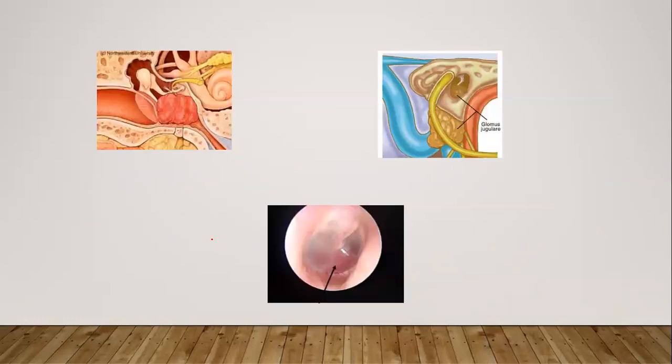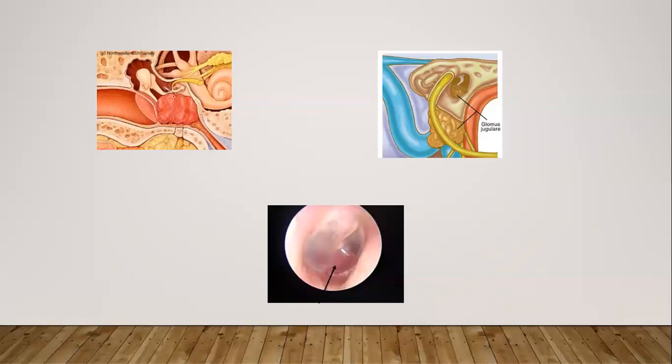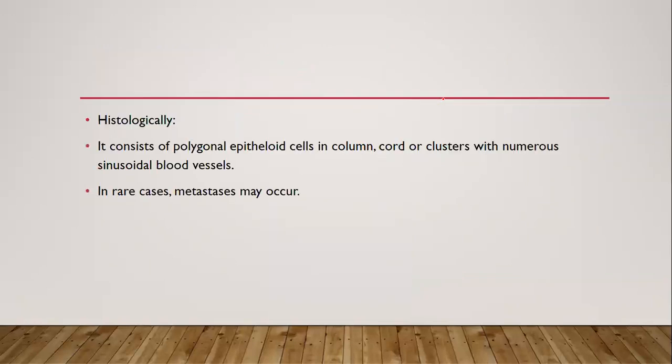So this is a picture of a glomus tumor. Glomus jugulare tumor is the complete name of this tumor, and it can be seen in the middle ear.